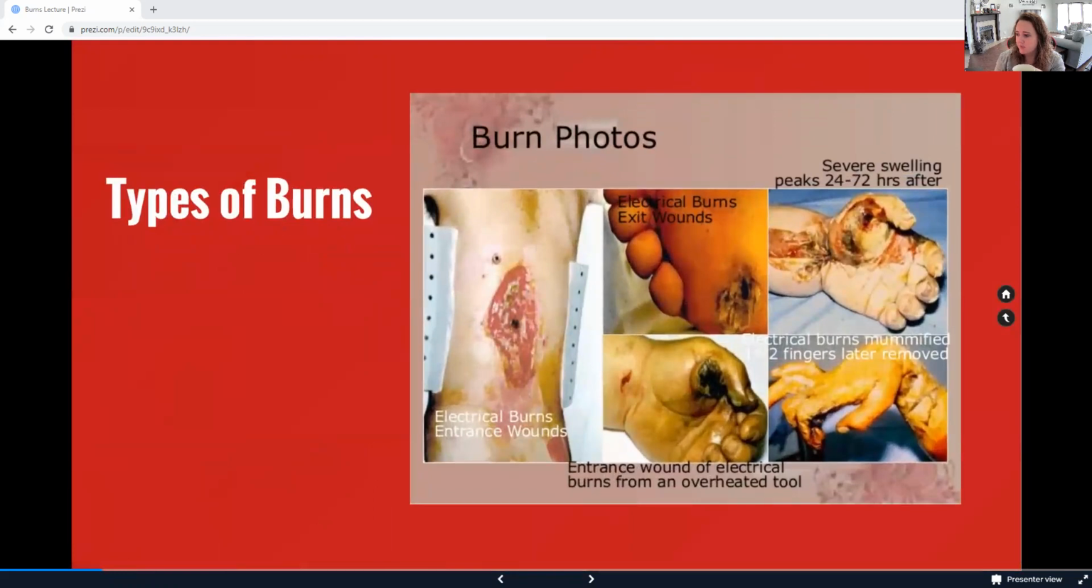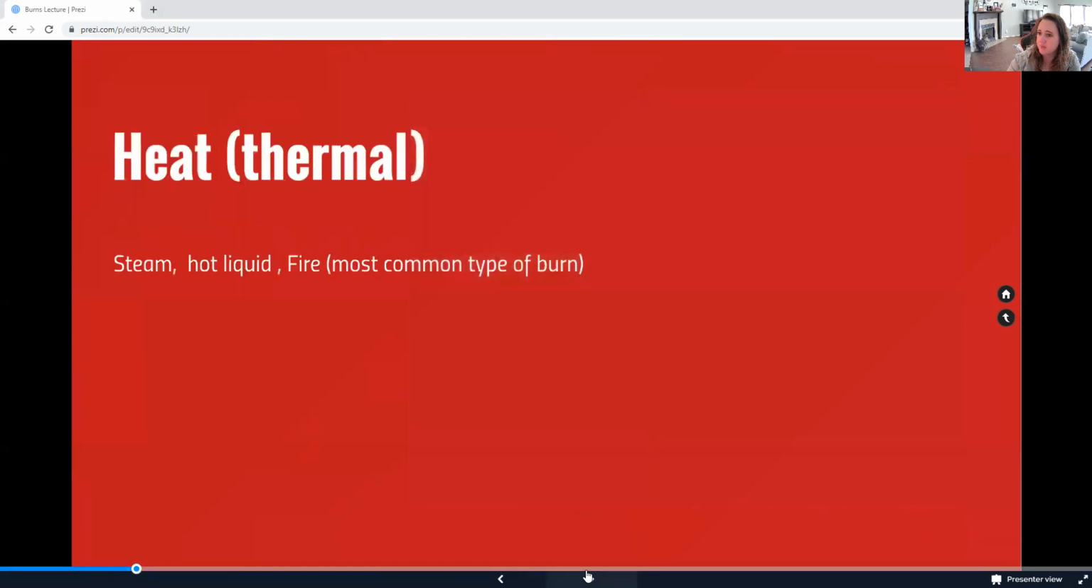So let's talk about the different types of burns. You can see some really cool burn pictures here. We have an electrical burn here, and with electrical burns, you're going to have what's called an entry point. Okay, so we have this electrical burn here where you can see an entry wound and an exit wound. Depending on where they get struck by the electricity, you'll see those. These are some scary looking pictures, right?